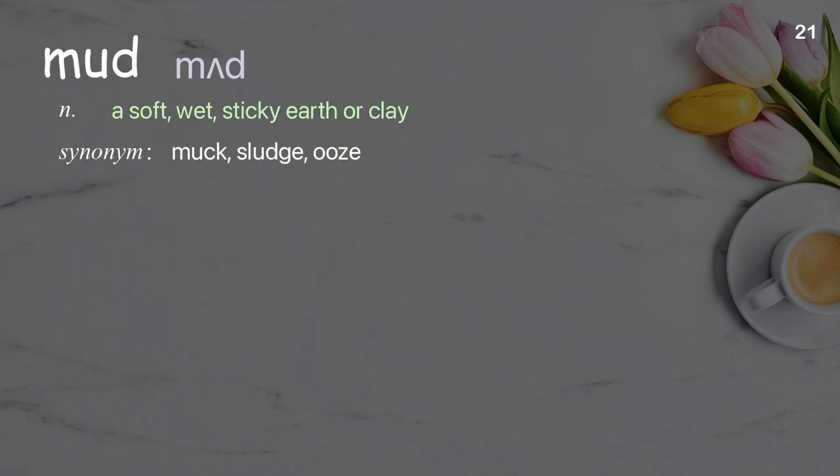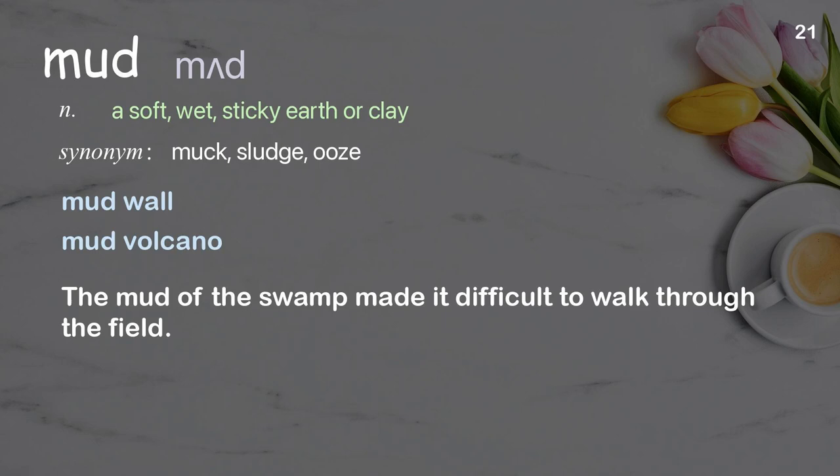Mud. A soft, wet, sticky earth or clay. Examples: mud wall, mud volcano. The mud of the swamp made it difficult to walk through the field.